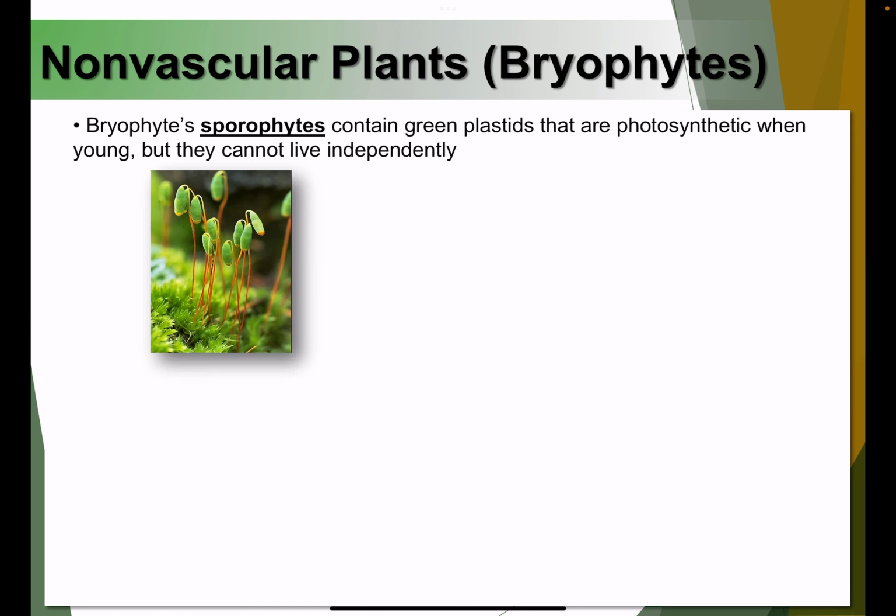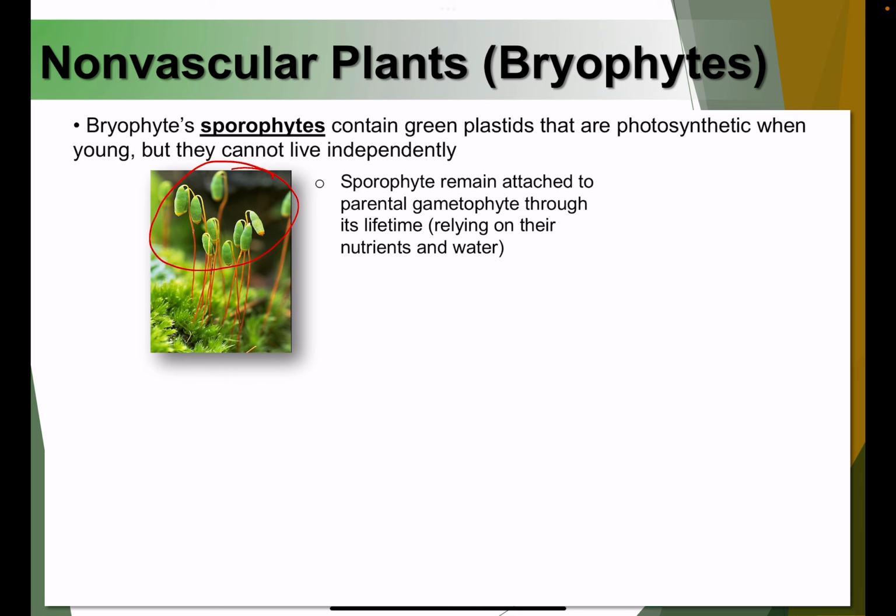Bryophyte sporophytes can contain green plastids that are photosynthetic when they're young, which is why they look green like this. But even though they're able to do photosynthesis, they cannot live independently. A sporophyte must remain attached to the parental gametophyte throughout its whole lifetime. They have to rely on the parent gametophyte to get any nutrients and water. If they detach from there, they will die.